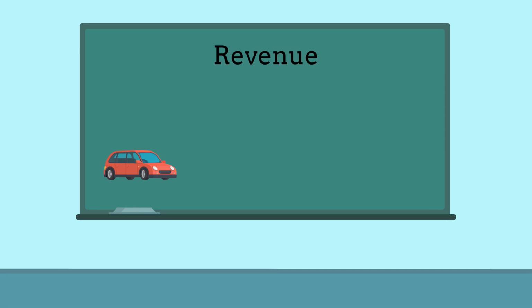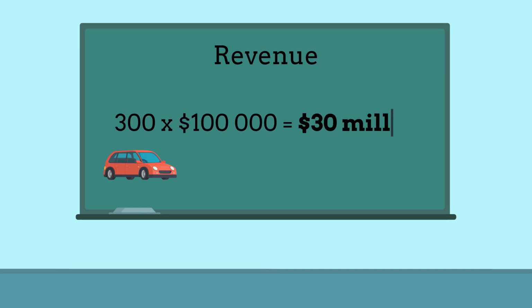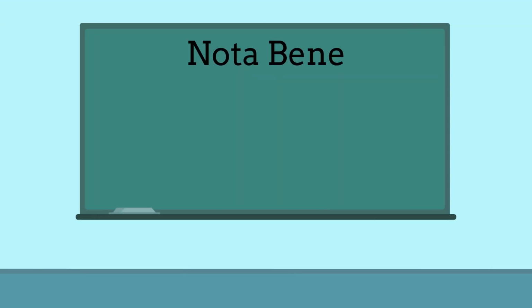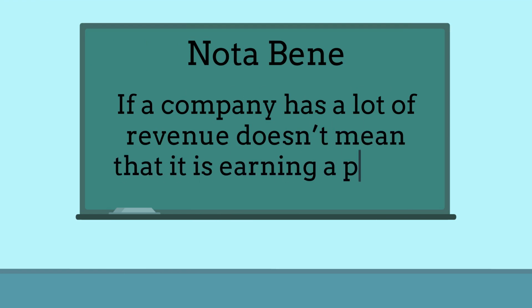If you are manufacturing cars and sell 300 of them, each worth 100,000, you report 300 times 100,000 of total revenue for the last year on your yearly income statement. If a company has a lot of revenue, that doesn't mean that it is earning a profit.